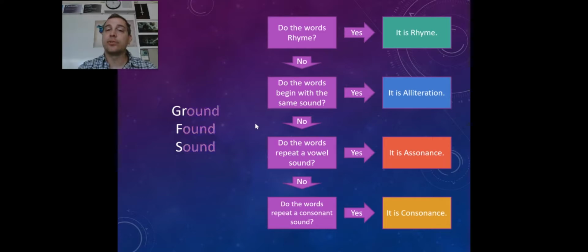Yes, they do. So this is rhyme. And then finally, we have keep, pepper, and goop. These words don't rhyme. They don't begin with the same sound. They don't have the same vowel sound. Do they repeat a consonant sound? Yes, they do. That P sound is present in all of them. And it's not at the beginning of the sentence.